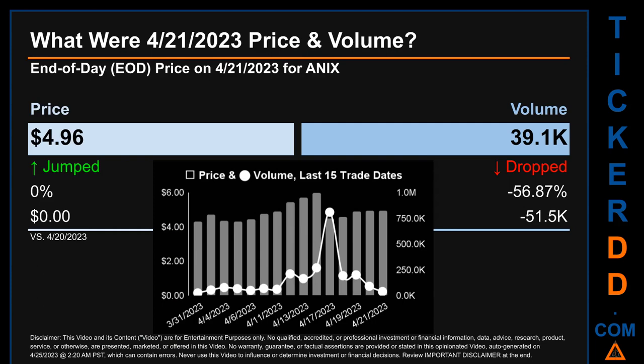The graph shows price and volume for the last 15 trade dates. Across a range of $1.67, the max and minimum end-of-day price were respectively 5.97 and 4.3. Volume saw a range of 784.3 thousand, from a day low of 25.8 thousand to a day high of 810,000.